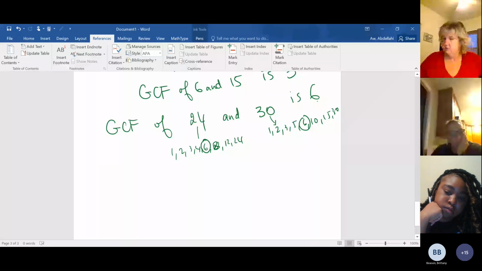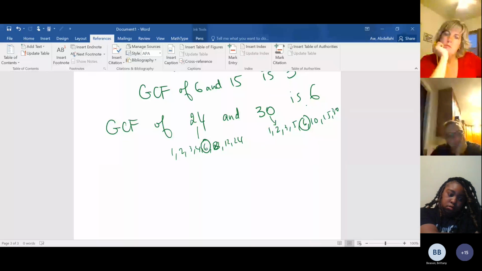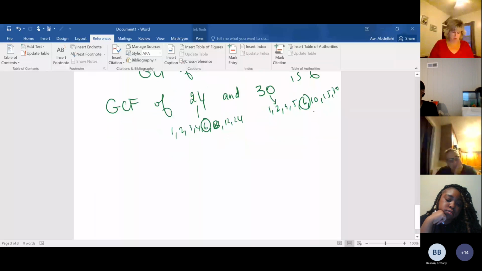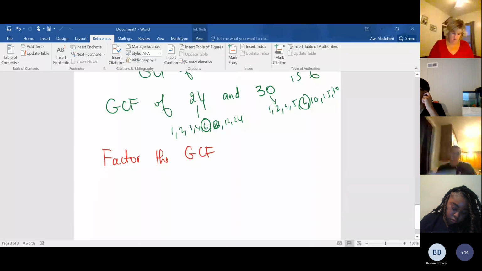Now, does it mean the GCF is easy? No, it's not easy. If the numbers are big, the GCF can be challenging. But don't worry about that. In OAD2, we will not give you big numbers, okay? So now, let me give an example of factoring the GCF.